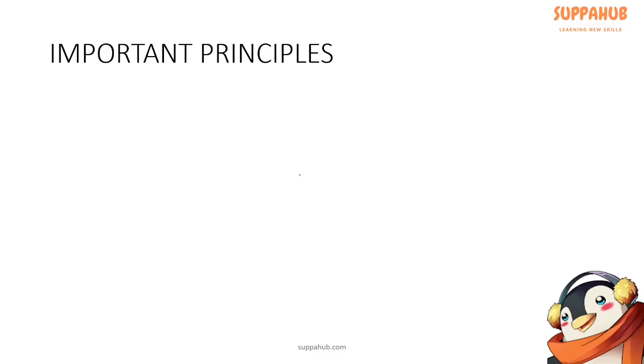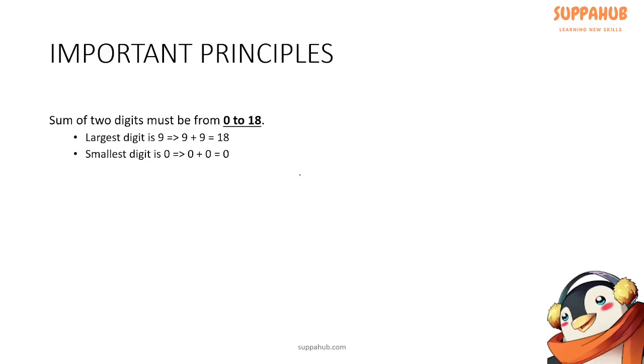Let us cover some important principles of Cryptarithm here. The sum of two digits must be from 0 to 18 only, because the largest digit is 9, so 9 plus 9 gives you 18. The smallest digit is 0, so 0 plus 0 gives you 0. Hence, to have a carryover in A plus B, A plus B must be greater than or equal to 10. For example, 4 plus 6 gives you 10, or 5 plus 5 gives you 10.